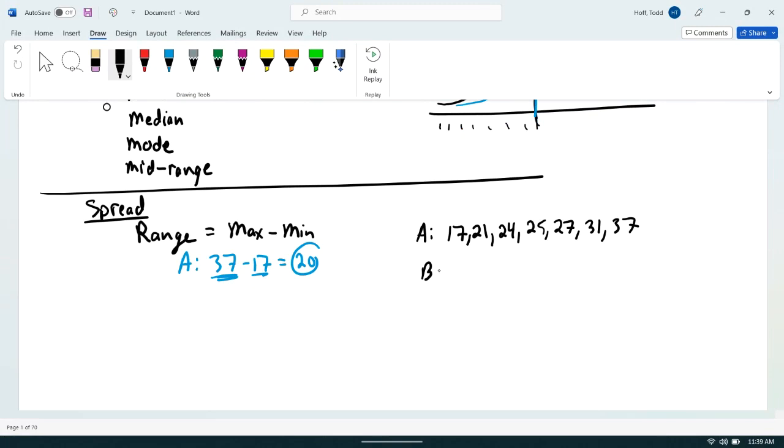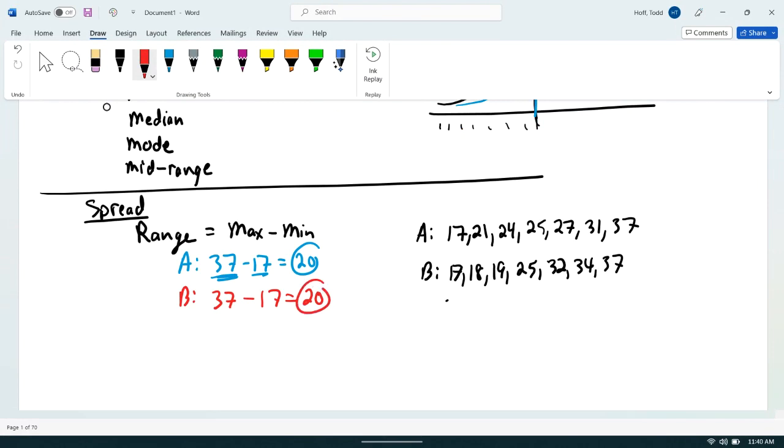If I have set B here, let's do 17, 18, 19, 25, 32, 34, and 37. The range for set B, well, it's also 37 is the max and 17 is the min. I wrote down 12 here instead of 17. There we go. Giving us a range of 20 again. So those two have the same range, but are they equally spread out?